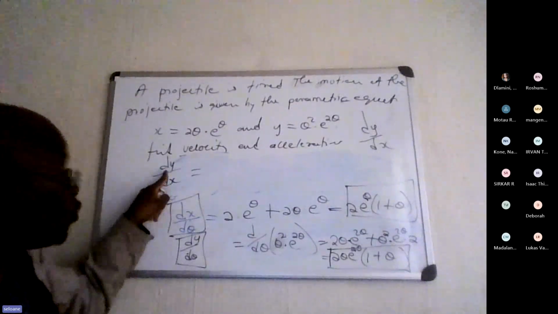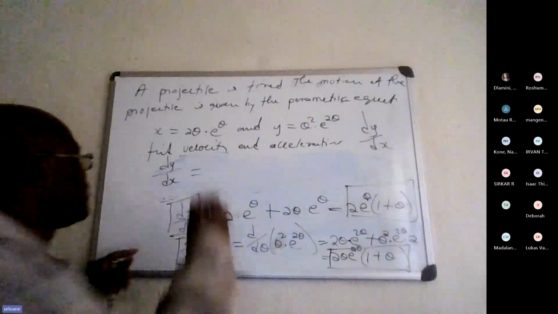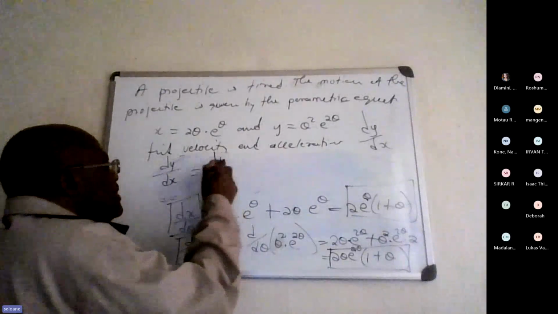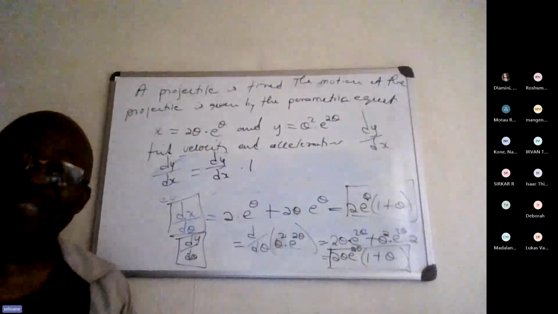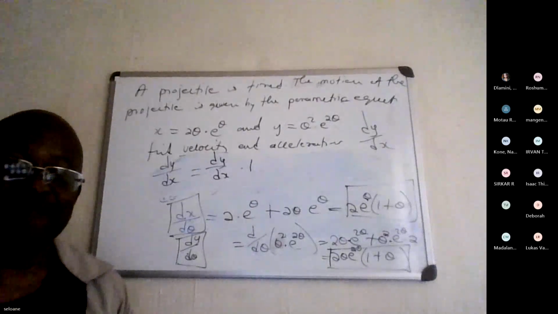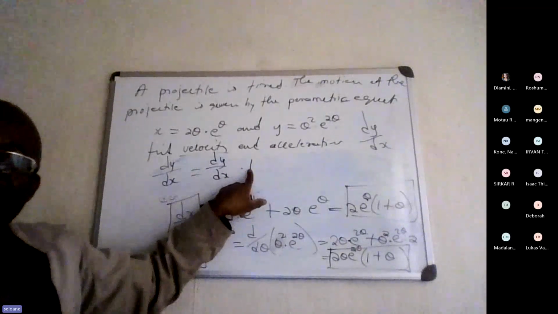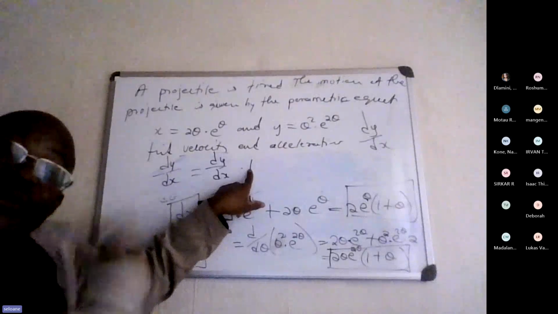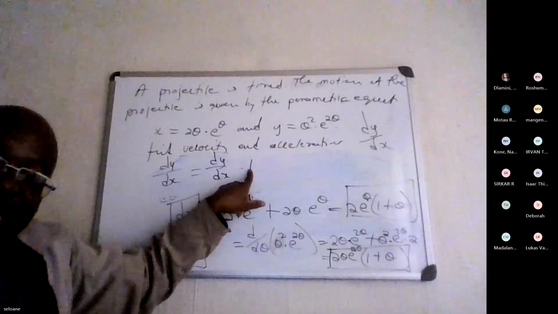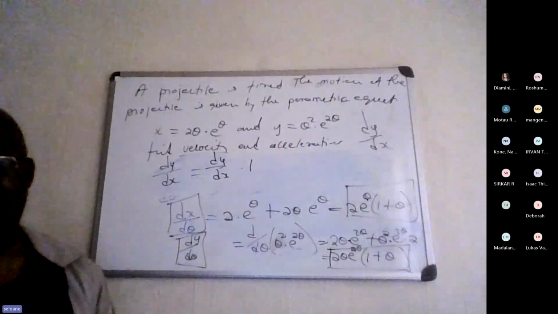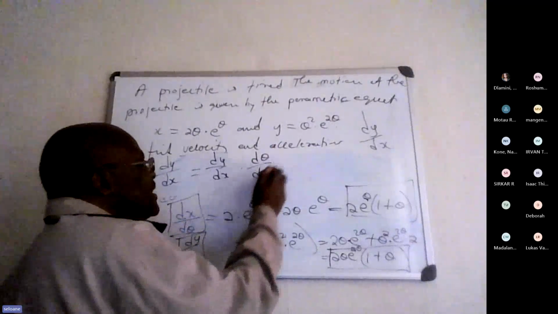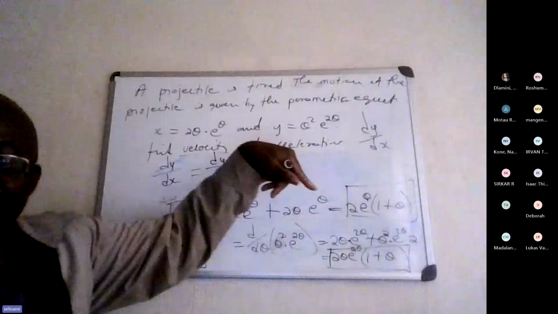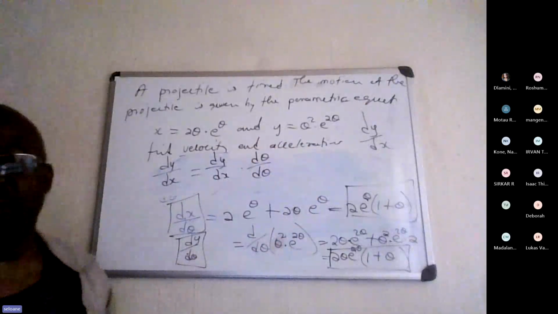Then you now introduce it here. That is, you're going to say dy dx. We know this is the same as dy dx multiplied by 1. But then how do you write it is 1? You then write it using the third variable. The third variable here is theta. Therefore, instead of 1, we write d theta over d theta, theta being the intermediate variable.